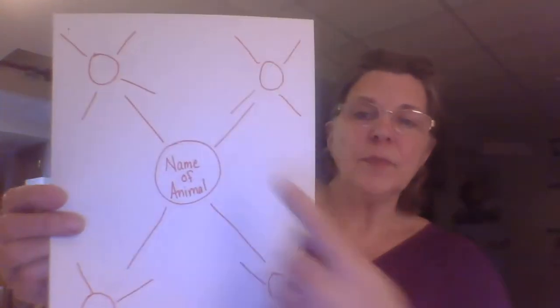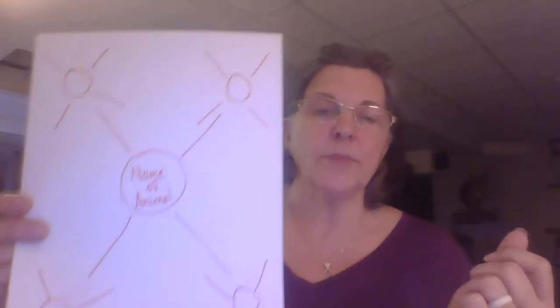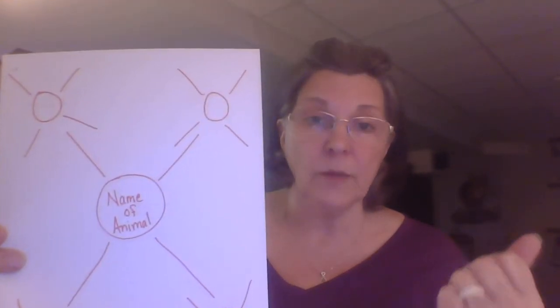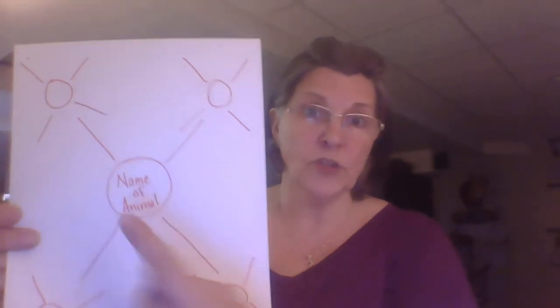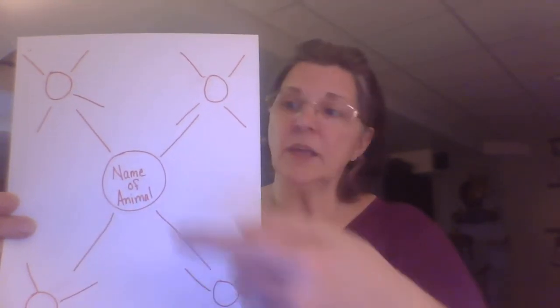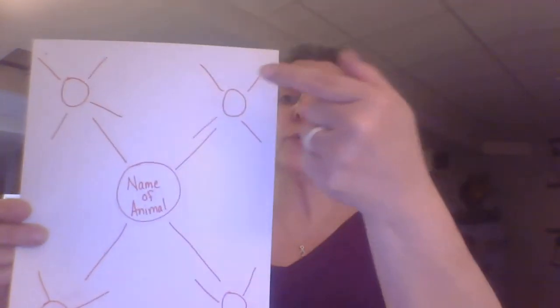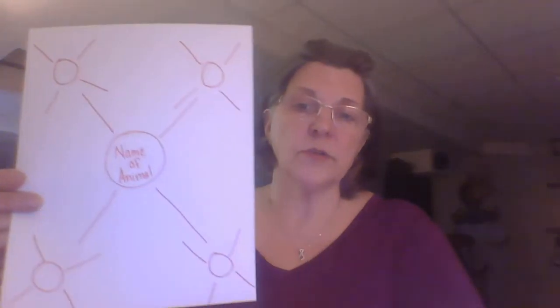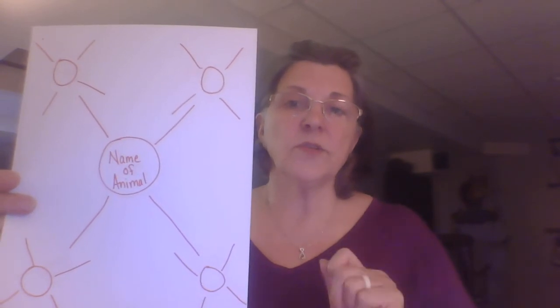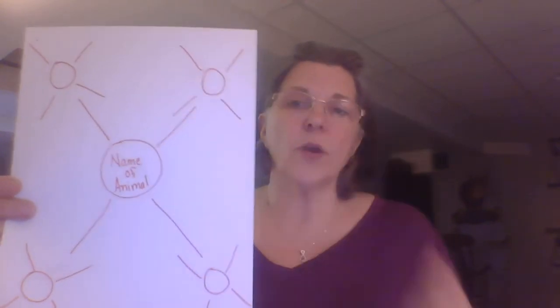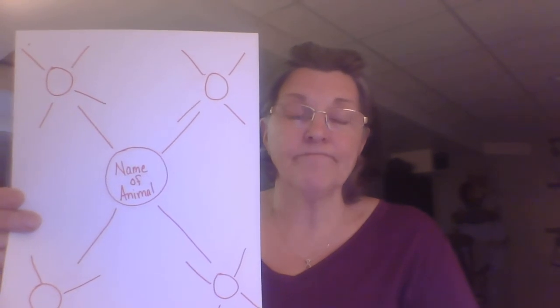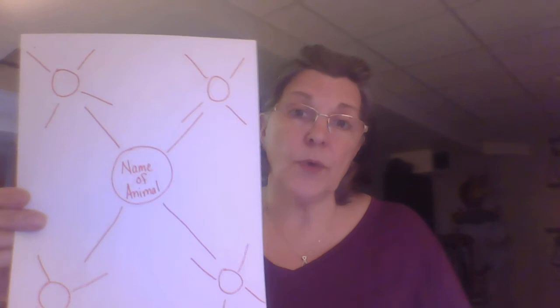Good. Now, the next thing we're going to do is create a word web. On your paper, you're going to draw a big circle in the center of your paper, and you're going to put in the name of the animal that you have chosen. Coming away from that animal, you're going to draw 4 smaller circles, and each of those circles is going to get 4 lines to start with. Now we have a word web.